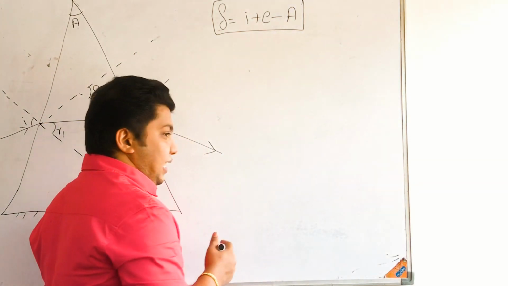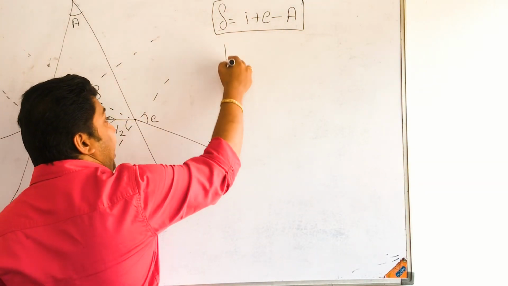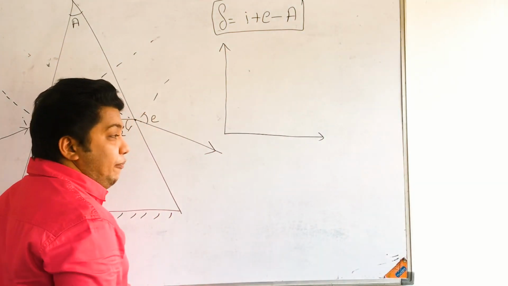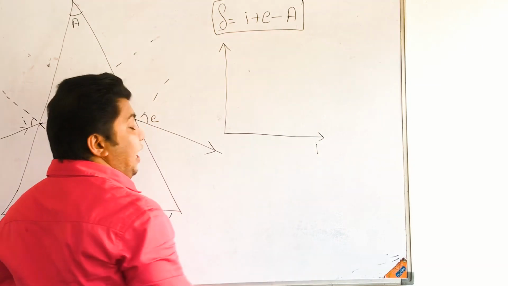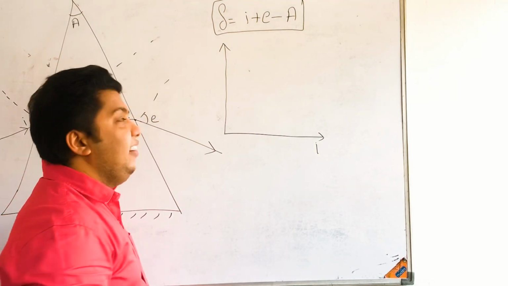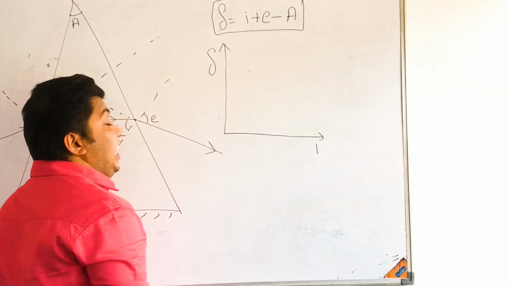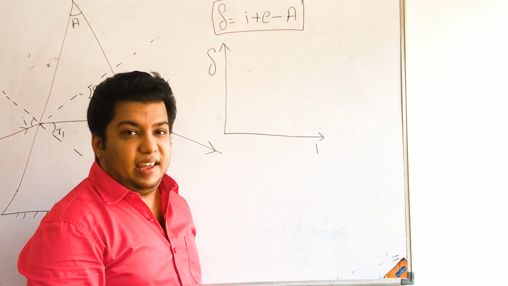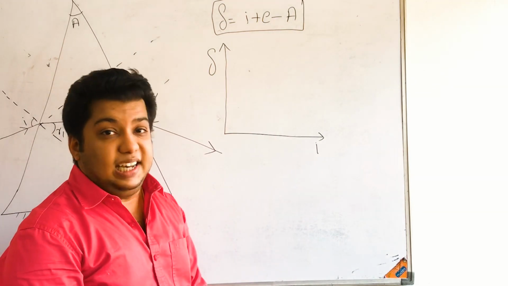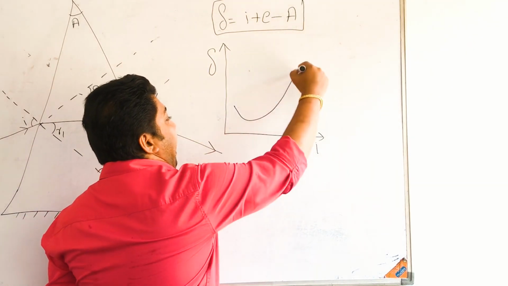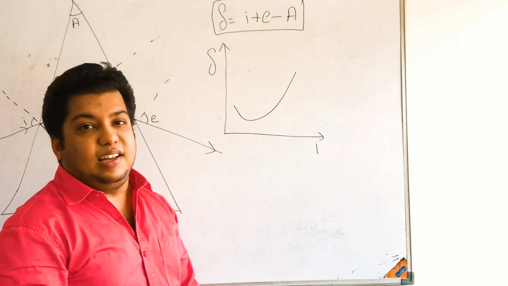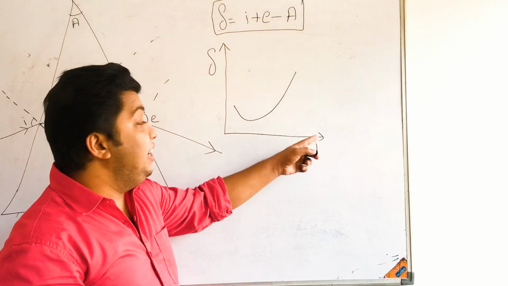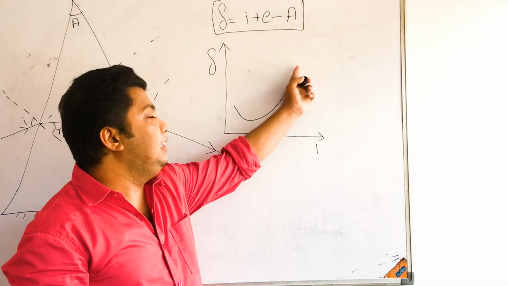The practical data is when we plot a graph between angle of incidence I and angle of deviation delta. When we plot a graph between angle of incidence I and angle of deviation delta, we obtain a graph like this. It's a practical data, it's not theoretical. So, drawing a graph between I and delta, the graph will be like this.